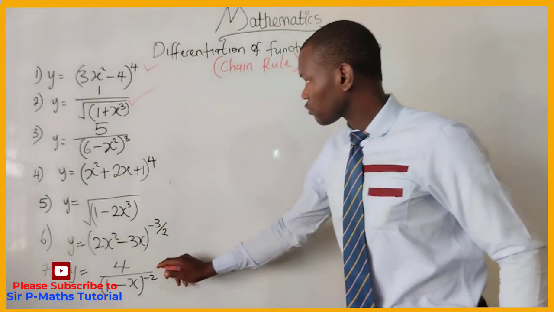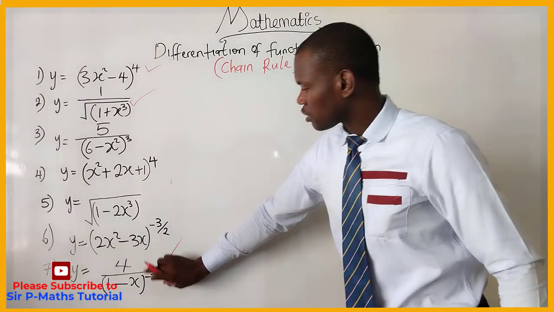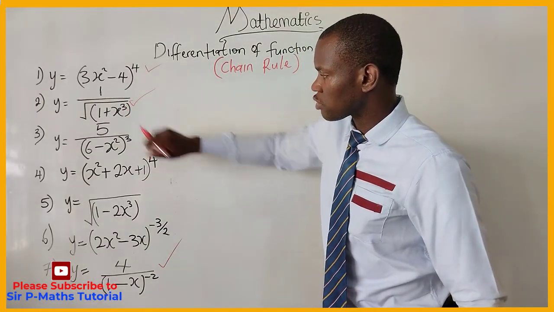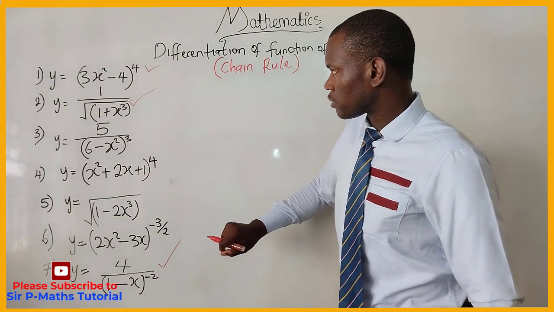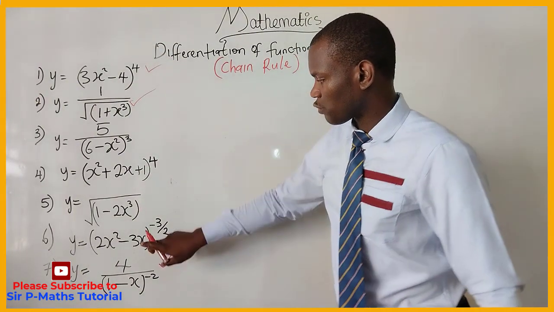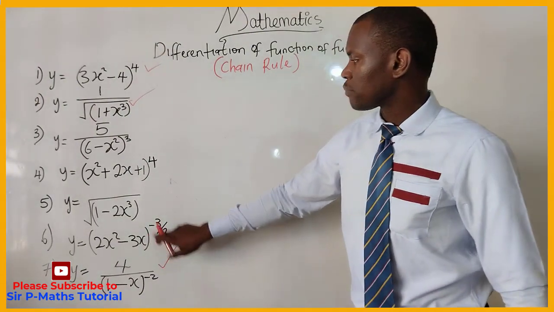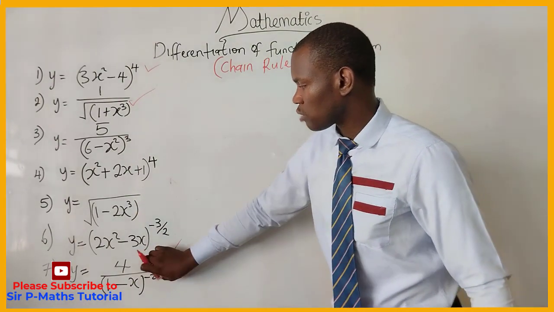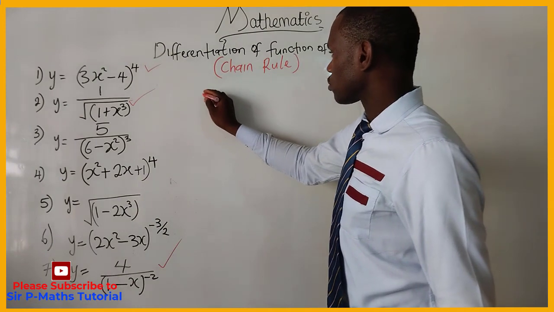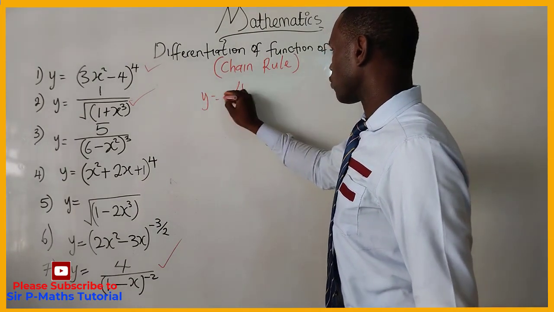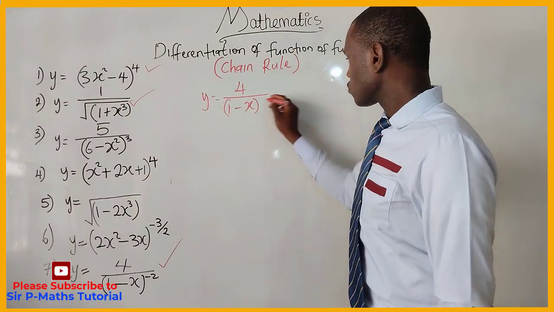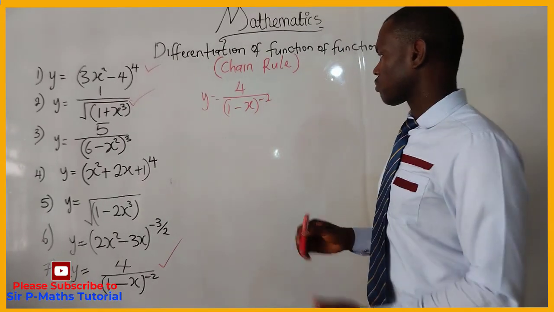Alright, let me solve number 7. The idea I will use to solve this number 7 is what you will apply in this number 3, and then apply what I did here to solve number 6. Then what I did in number 2, apply it to solve number 5. So let me solve number 7. So my y is equal to 4 over 1 minus x raised to the power minus 2.